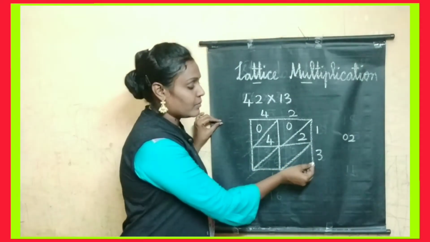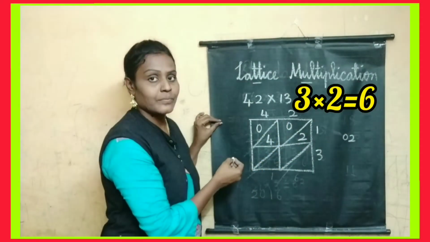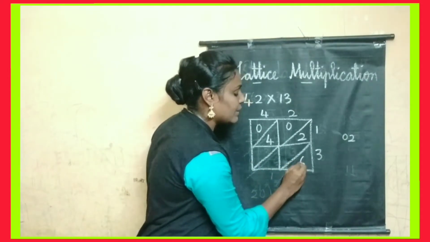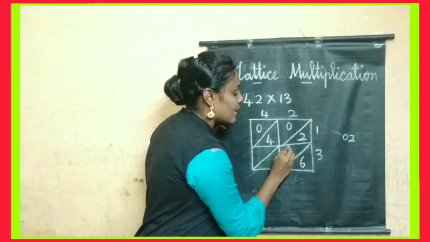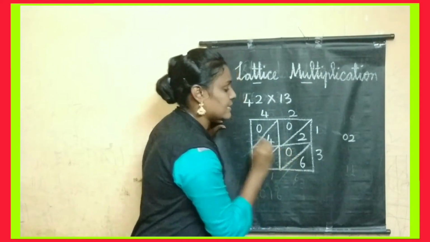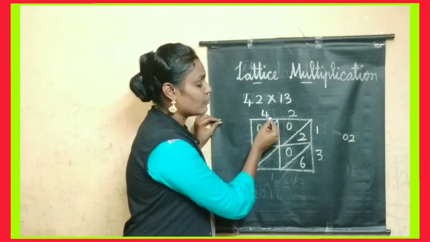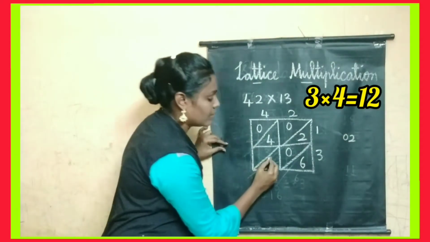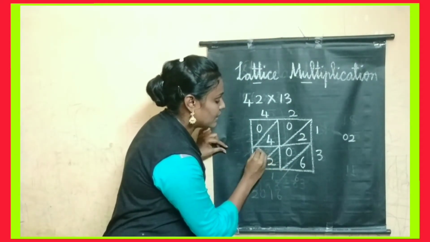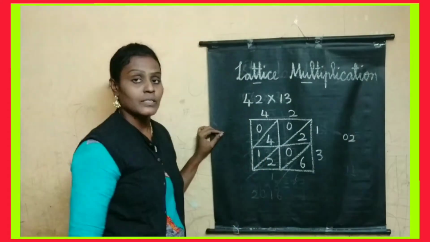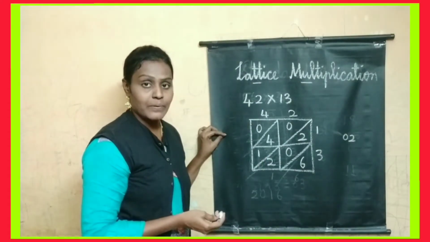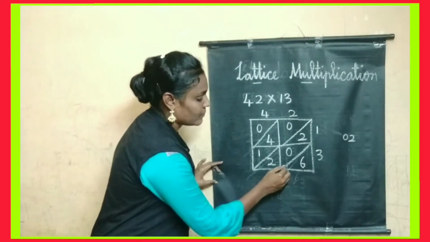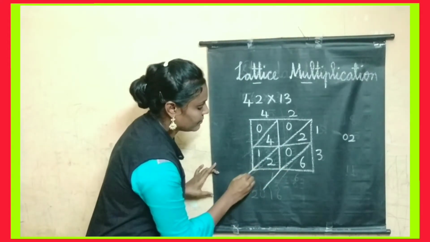Next, 3. 3 twos are 6. 6 is also single digit number. Write ones here and write 0 for tens. Next, 4. 3 fours are? Yes, 12. Write ones here and tens at the top. Next step, we have to add each diagonal. Extend the lines.